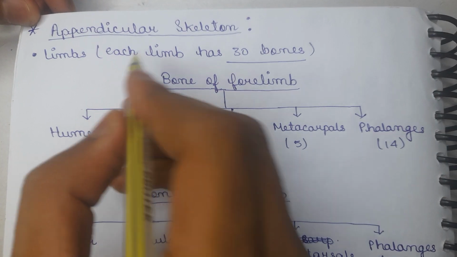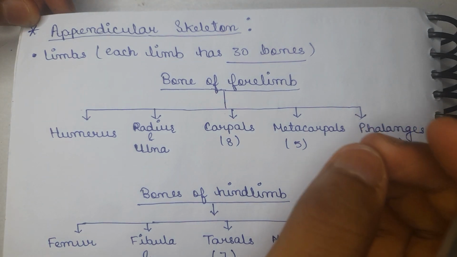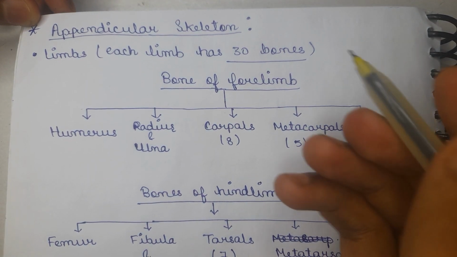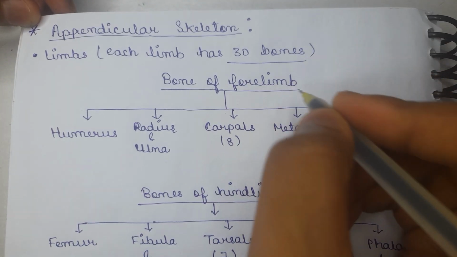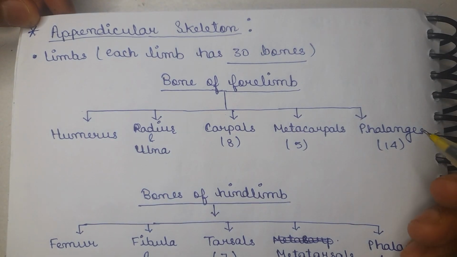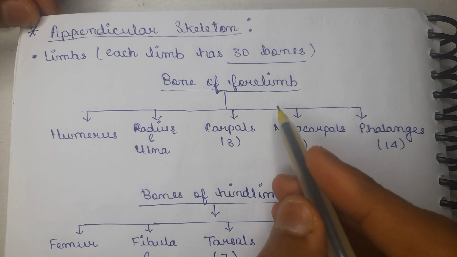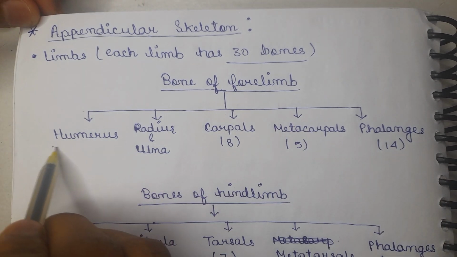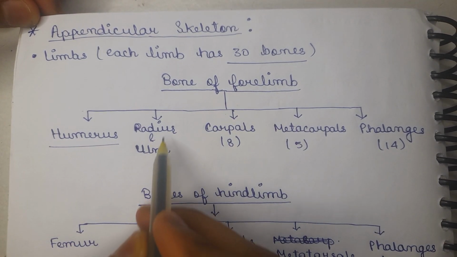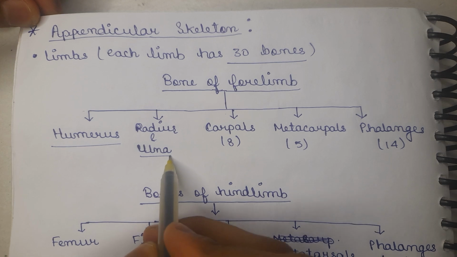If you count the number of limbs and the bones present in the limbs, there are 30 bones in total in the forelimbs and the hind limbs. Starting with the bones of the forelimbs, that means of your hand. The first one is the humerus bone, the second one is the radius and the other is the ulna.